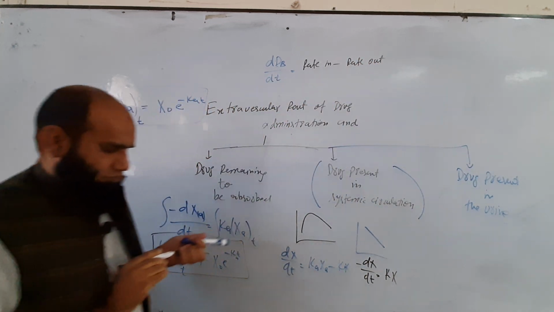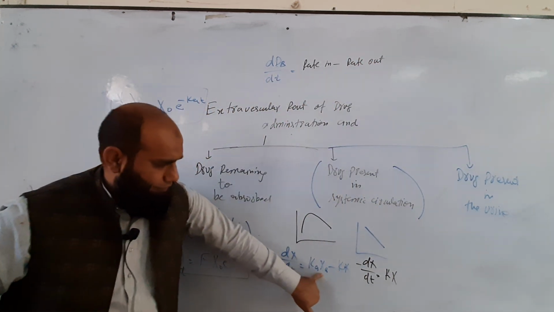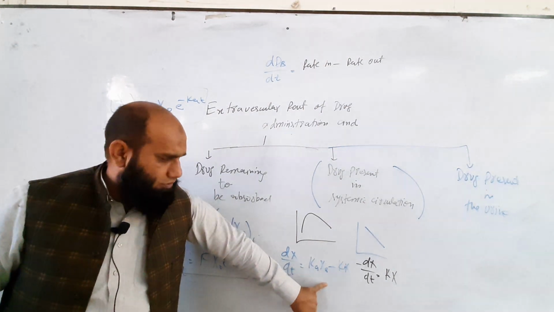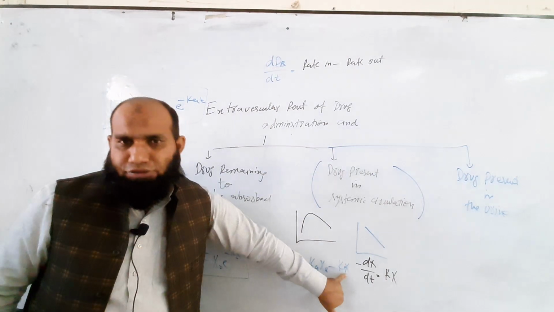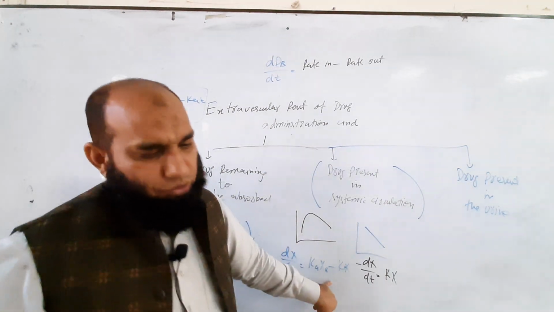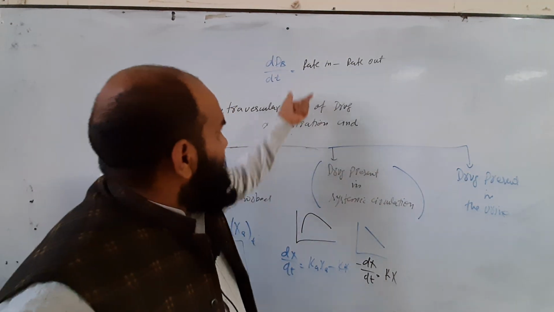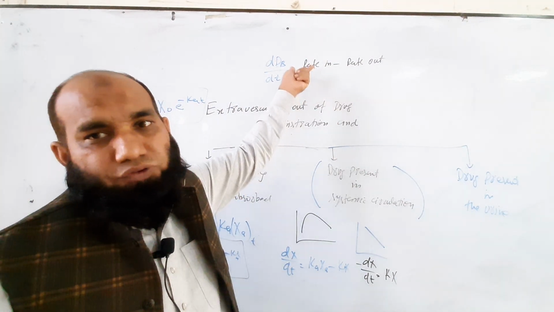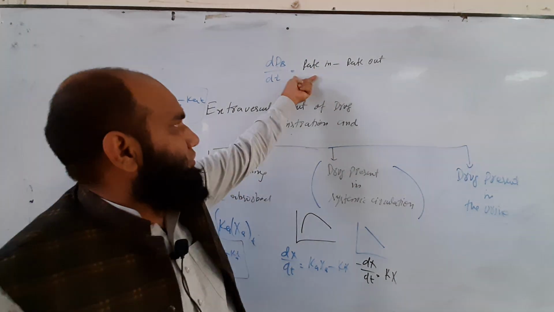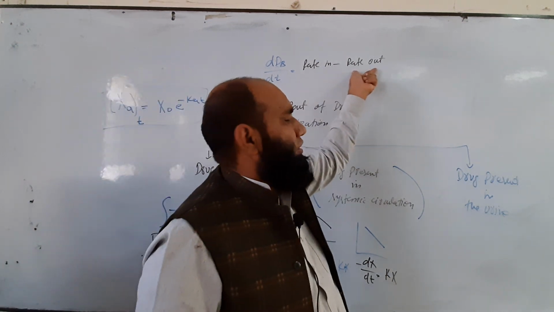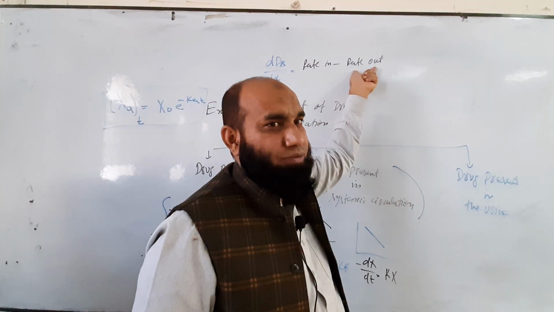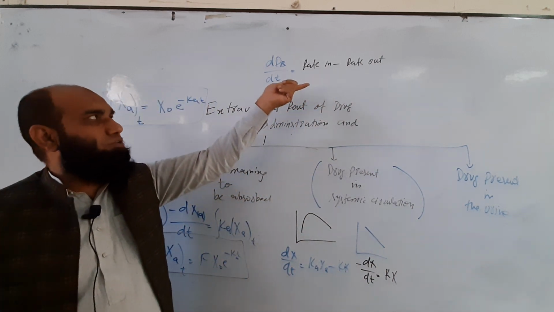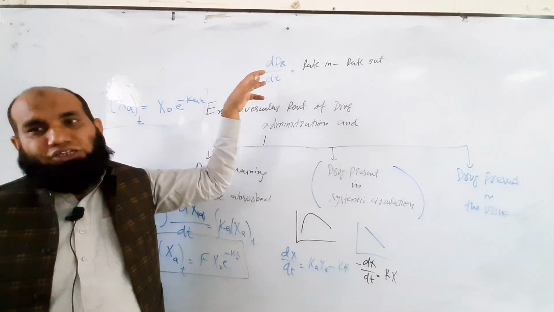Same words. Rate in, absorption rate constant, elimination rate constant, rate in, rate out. We assume that rate in means how the drug is coming from the GI tract toward the systemic circulation, and rate out means how the drug is getting out from the systemic circulation. So there is a difference of the rate in and rate out, and we can check the ratio.